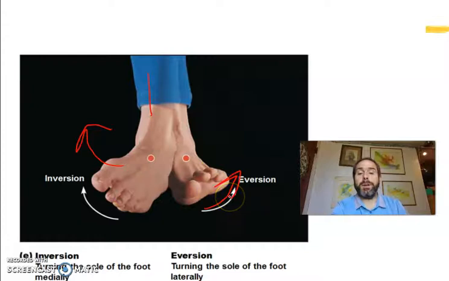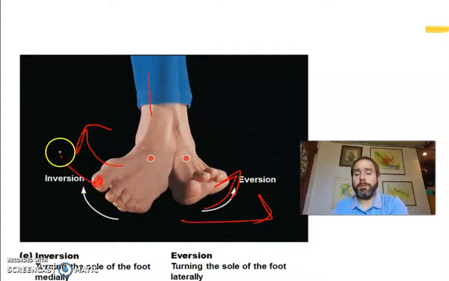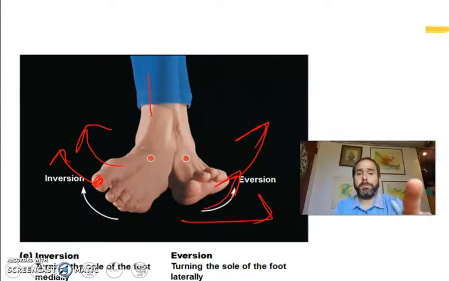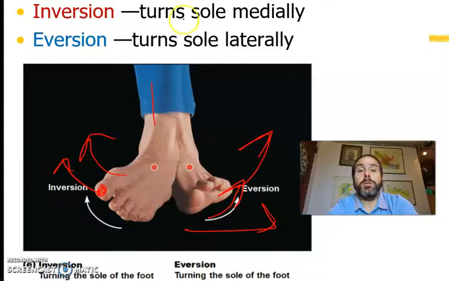You are moving outwards. So, and don't confuse it with aversion, which is you're afraid of something, but you can sort of think about aversion. I'm scared of this midline, so I'm moving outwards. So inversion and eversion. Inversion, you are rotating your big toe inwards. Eversion, pinky toe outwards. Inversion, sole medially. Eversion, sole laterally.